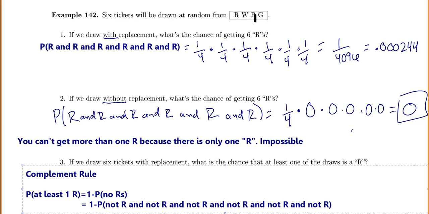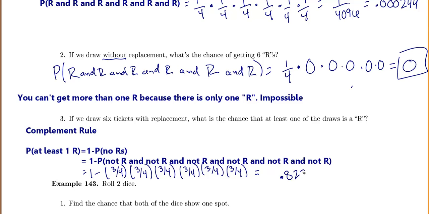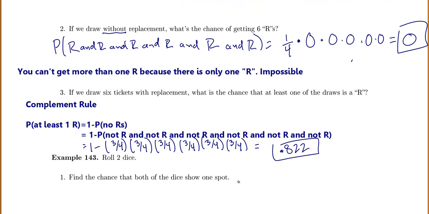So what is this going to be? There's an RWBG, so the probability of getting a not R, there are 3 out of 4 choices. And then I want to get another not R. And remember, this is with replacement, so we put everything back, so it's always 3/4. And then another not R, and another not R, and another not R, and another not R. So when I multiply all this out and do the subtraction, it's 0.822. So the probability of at least one R is 0.822.